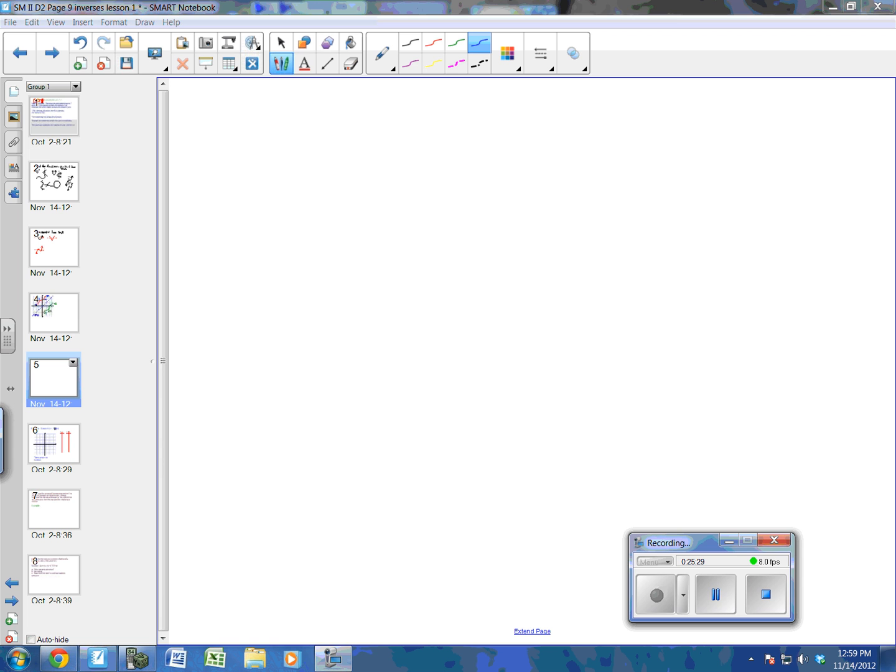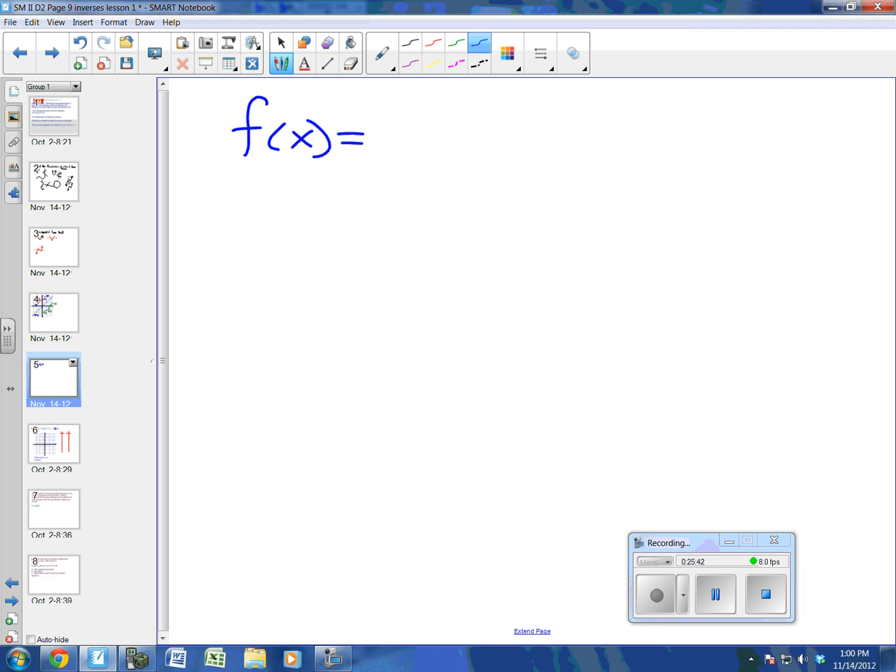Okay, now, guys, we need to be able to find the inverse if it exists. We have f of x equals 2x minus 6. We have got to find the inverse of this.